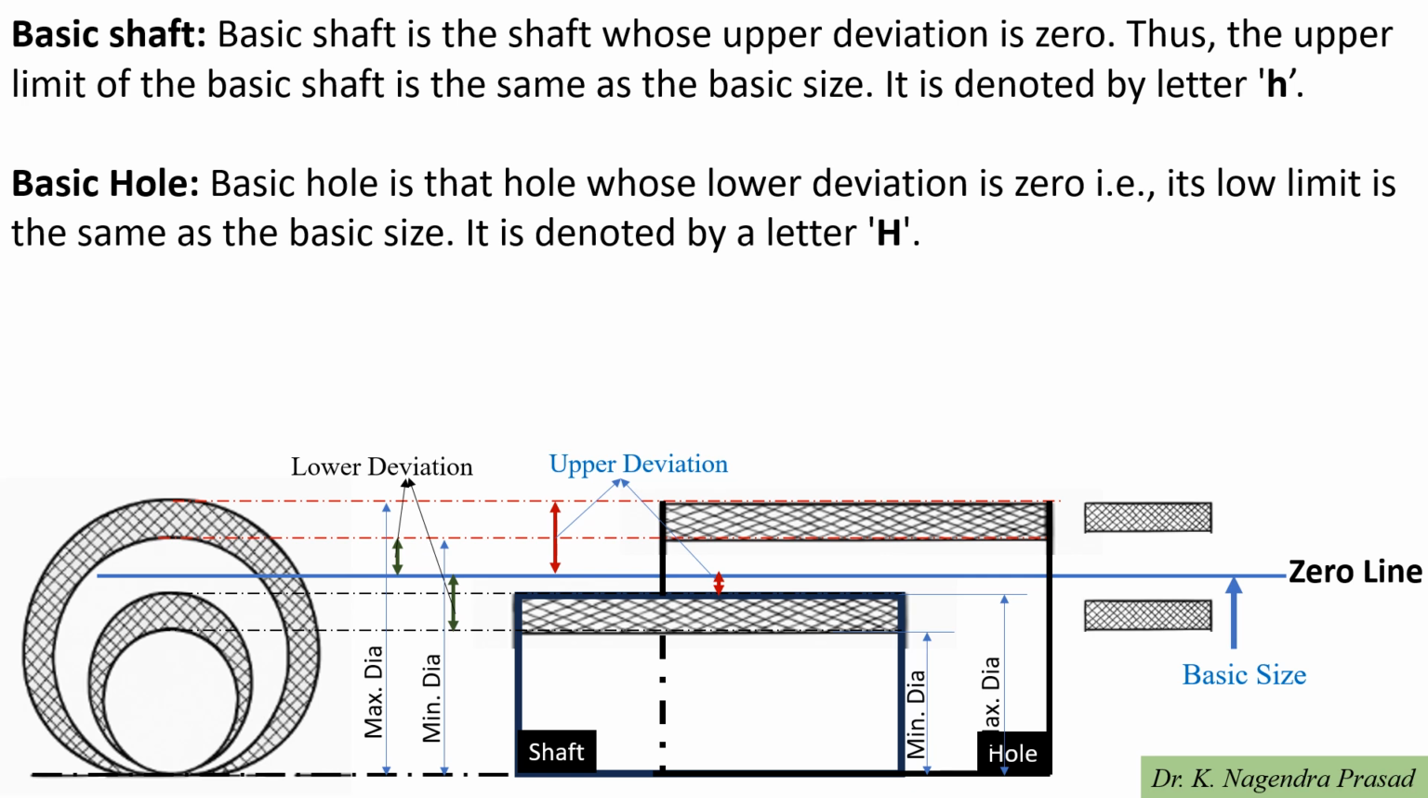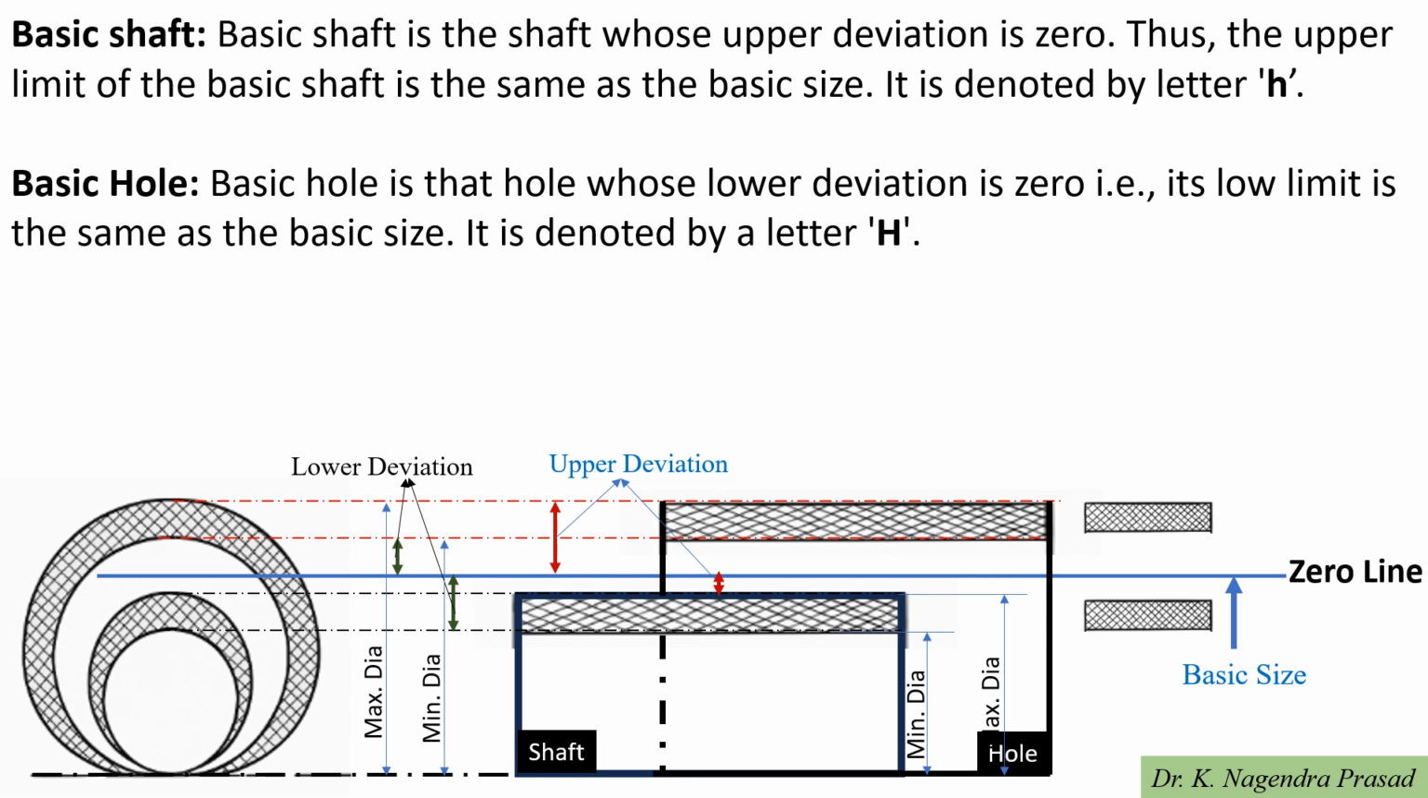So next we have to look for the basic shaft and the basic hole. Basic shaft is the shaft whose upper deviation is 0, and the upper limit of the basic shaft is the same as the basic size, and it is denoted by the smaller letter h.